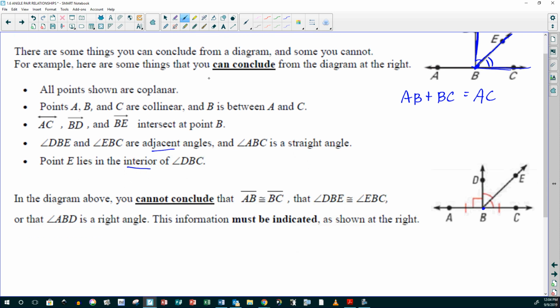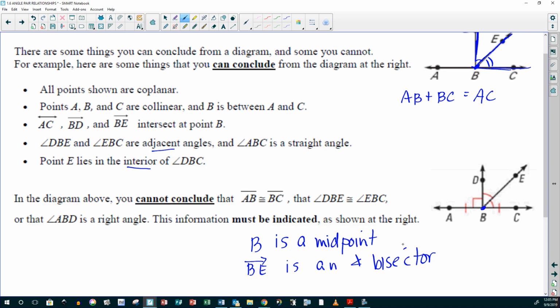Now, I cannot conclude these three things in this picture, but I can in this one. Because now they're telling me that AB is equal to BC, so that means that B is a midpoint. If angle BDE is congruent to EBC, because they have matching tick marks, then that means that ray BE is an angle bisector. And ABD is a right angle, so that means that angle ABD equals 90 degrees.